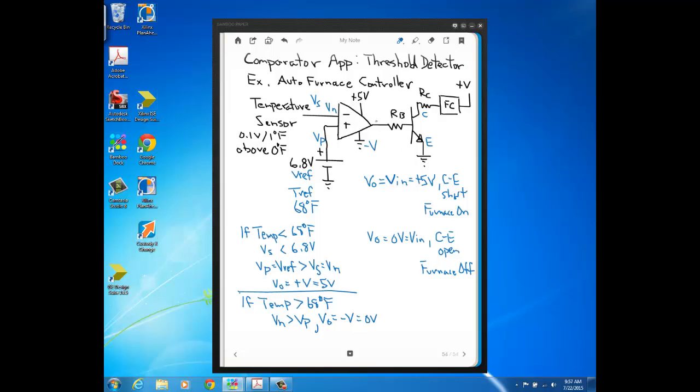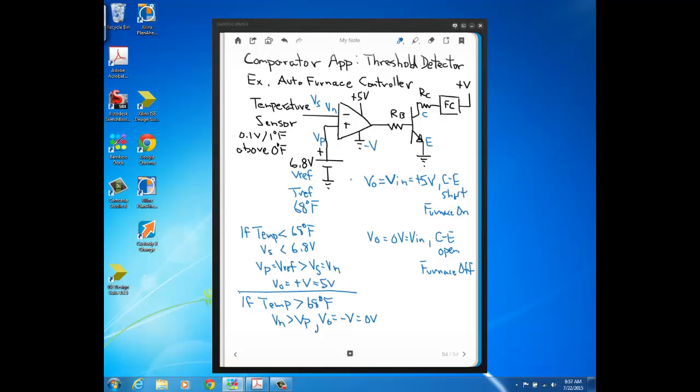Okay, so now the output of the comparator is going to be 0 volts. So that's going to turn this transistor switch from collector to emitter off, making it open. No current's going to flow through the furnace, and the furnace is going to be off. So you see, we're using this comparator to control when the furnace turns on and off based on the input conditions that are based on temperature. It's just that these voltages represent temperature levels.